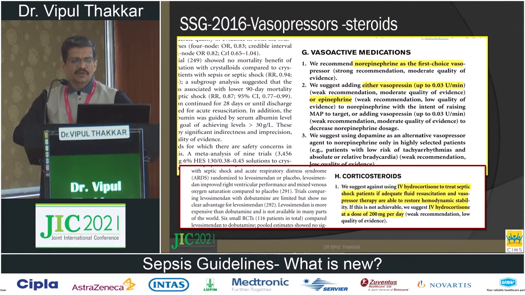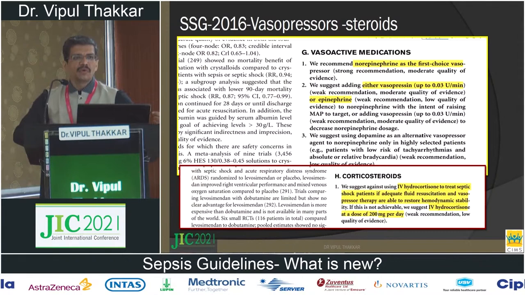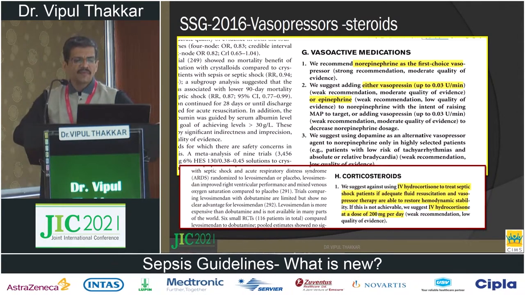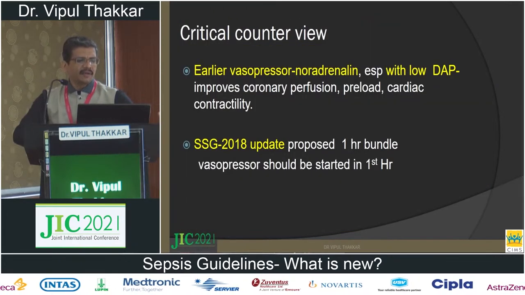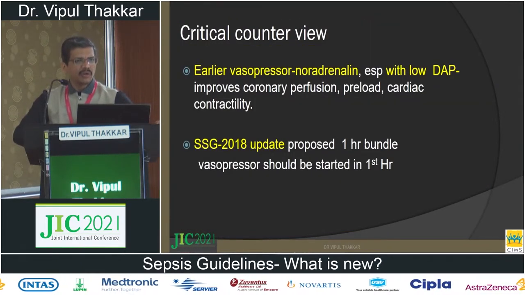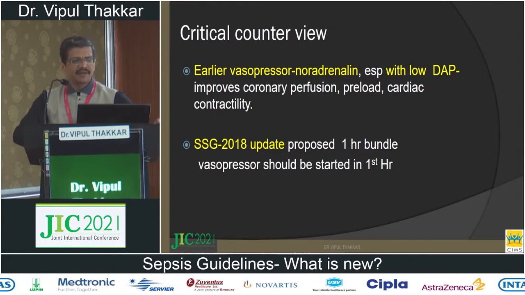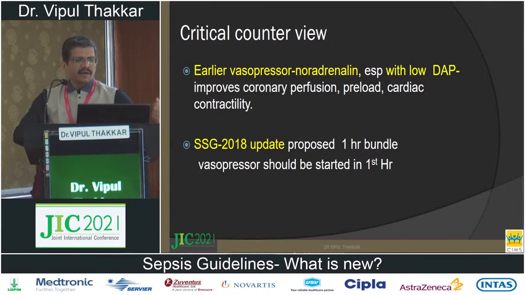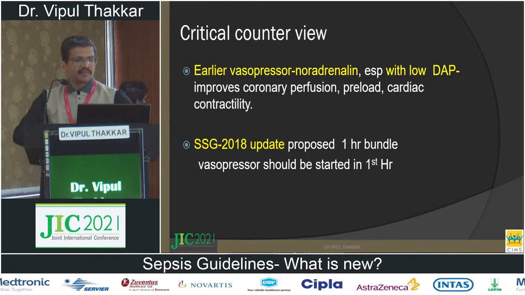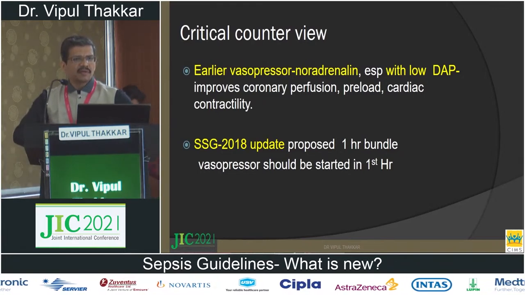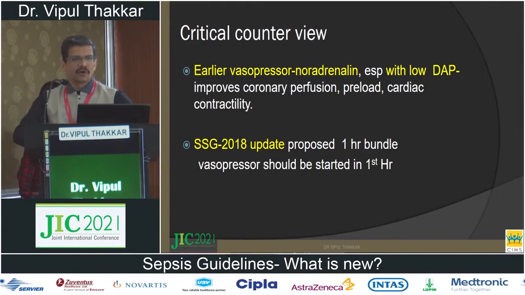Noradrenaline is vasopressor of choice. If not responding to vasopressor, you should use hydrocortisone 200 milligram per day. So what is new? 2018 update has come and they have included all these parameters in 1 hour. They should be started in 1 hour. Again, regarding vasopressor, noradrenaline should be started even earlier than 1 hour. They have recommended because it improves diastolic arterial pressure, thereby improving coronary perfusion, contractility, and it also improves preload.